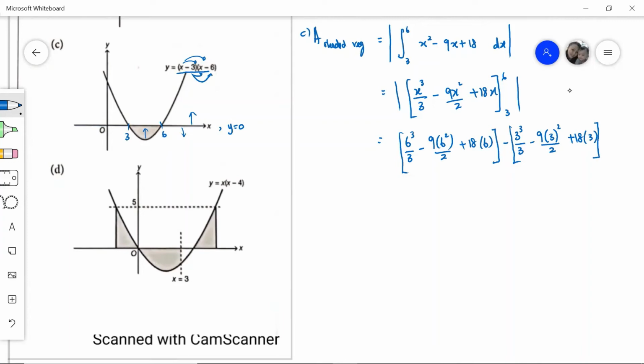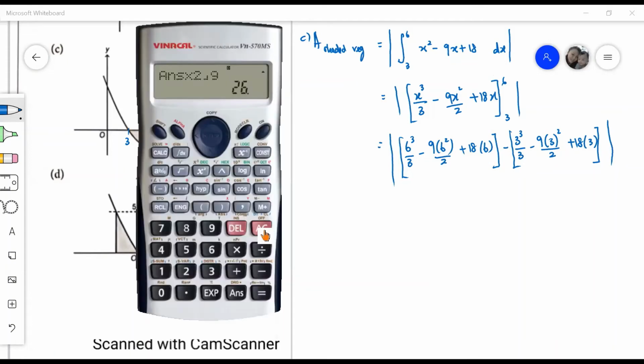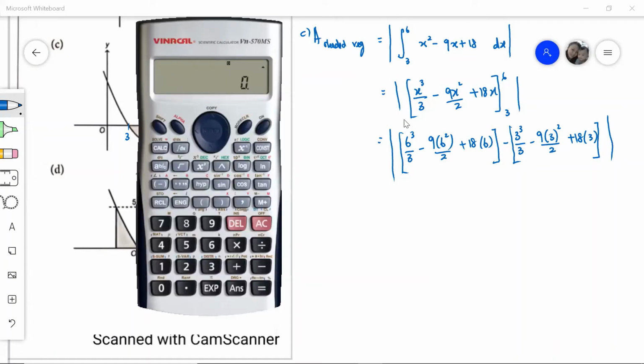Okay. Must put the modulus. Now, let the calculator do the calculation part. So we key in the integrated expression. So we have x cubed over 3 minus 9x squared over 2 plus 18x.